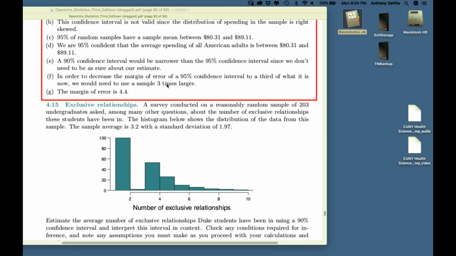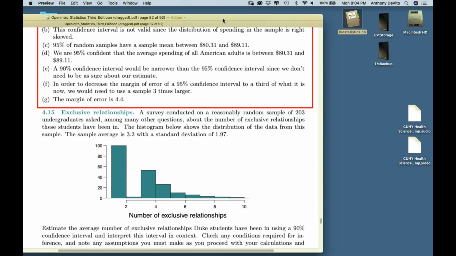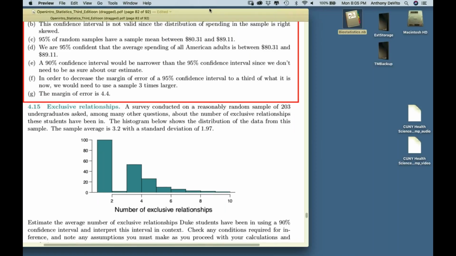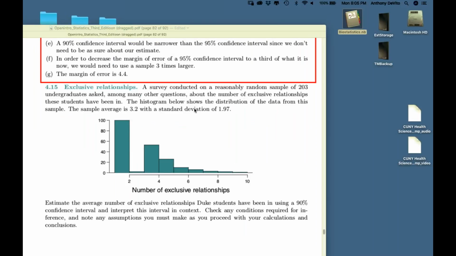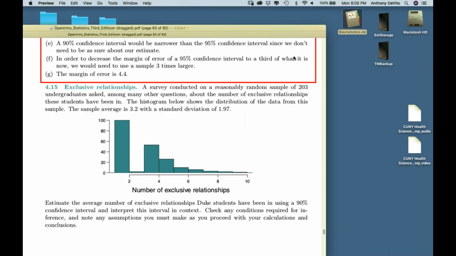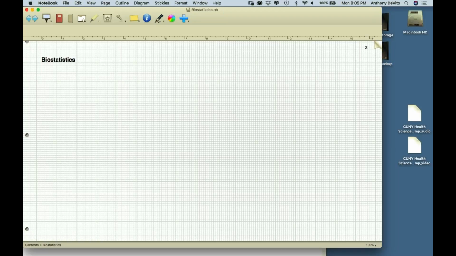In order to decrease the margin of error of a 95% confidence interval to a third of what it is now, we would need a sample size three times larger. That's an interesting question. What would we need to decrease the margin of error to a range that's one third of what it is? How much bigger a sample would we need? Well, we would need the margin of error to be three times smaller, right, to make the range one third of what it is now. Let me think about this.